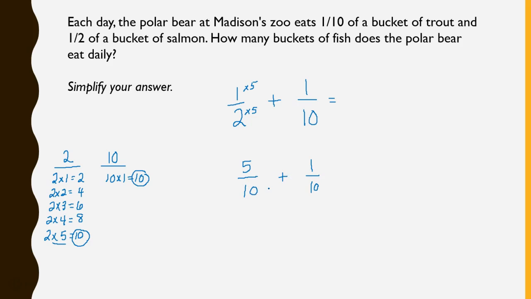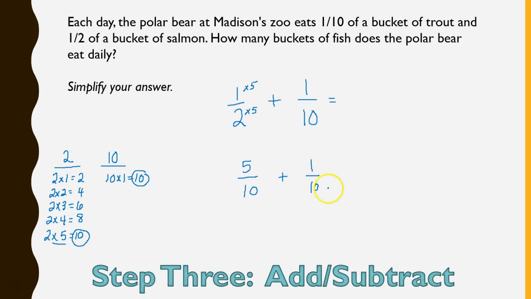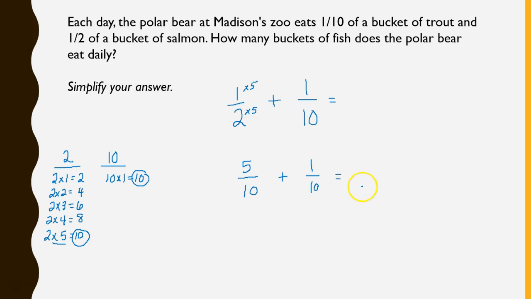All right. So step 3, we go ahead and do our adding or subtracting. Now when you add and subtract denominators that are the same, it's really easy. You just write it down again. You don't even have to add it. You just write it down. You only have to add the top numbers. So 5 plus 1 would be 6.